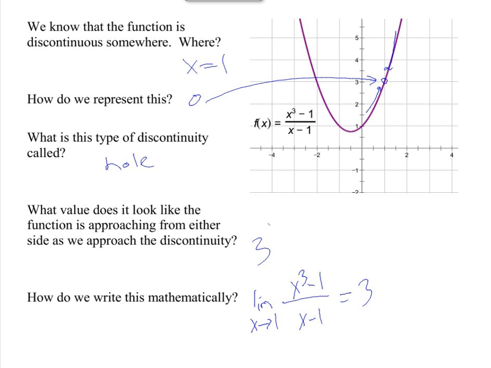Hopefully that makes sense. Make sure you understand the language that's going on here, and when you see this, don't think to yourself, LIM x arrow 1. Think the limit as x approaches 1 of. Read it correctly.